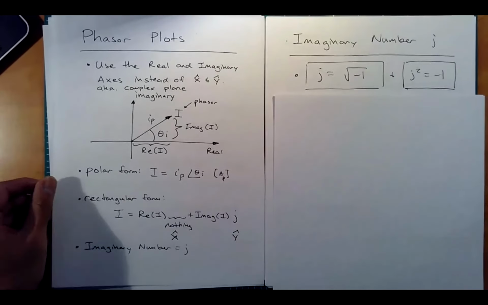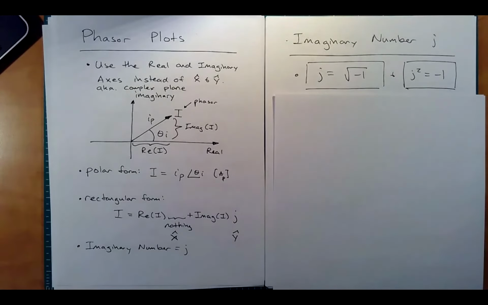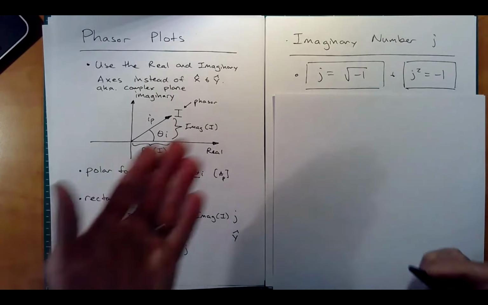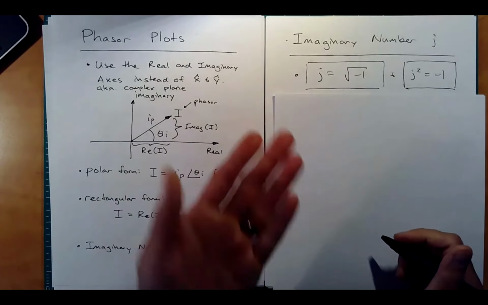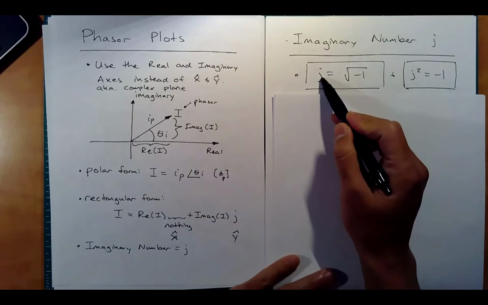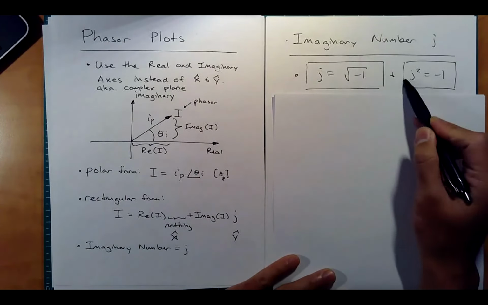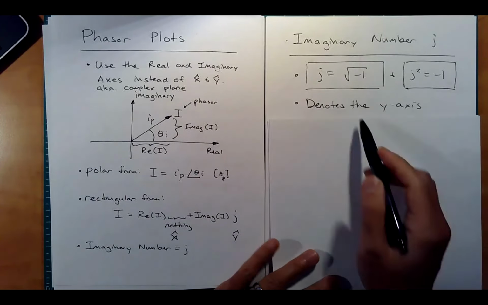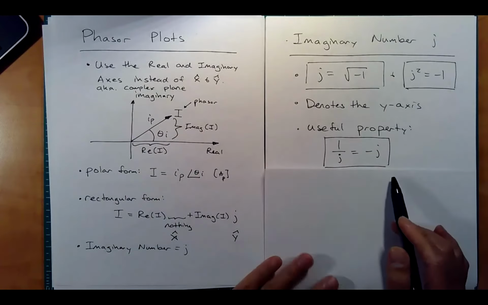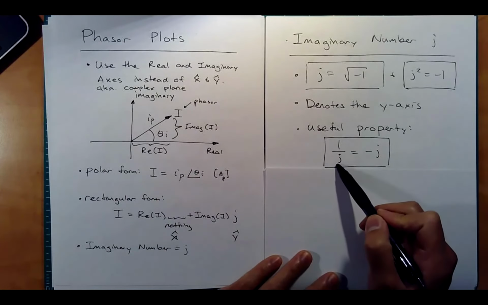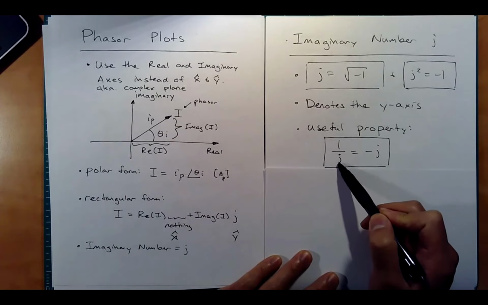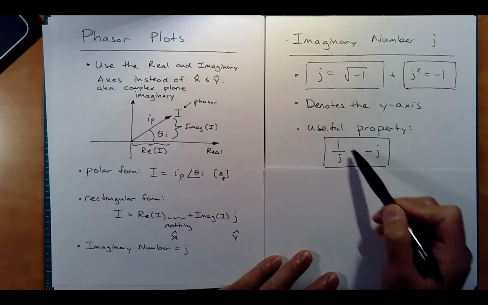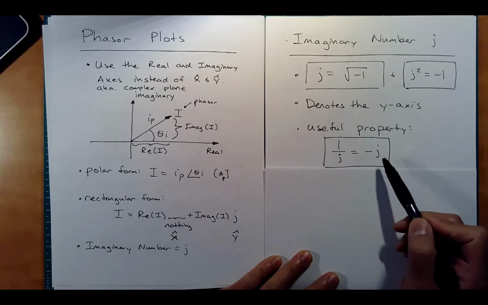So let's revisit. If you don't remember your imaginary numbers or all the rules, this is the definition. You can imagine if we take the j and multiply it by itself, we get -1. So j squared is -1. And like I said, it denotes the y-axis. And here's a very useful property. If you have j in the denominator, then if you want to bring it to the numerator, all you have to do is make it negative. That's kind of nice, right?